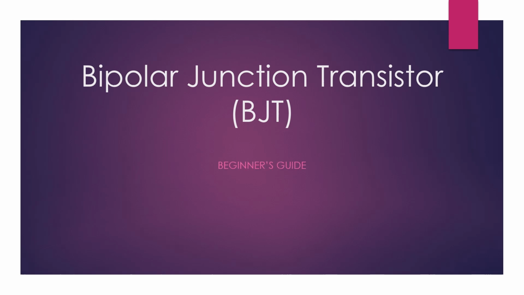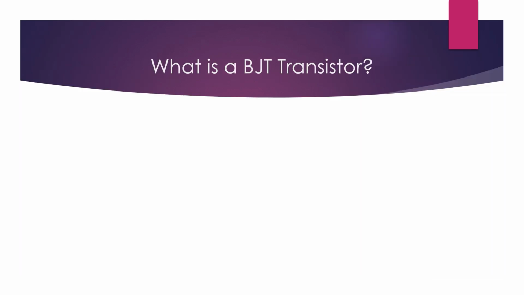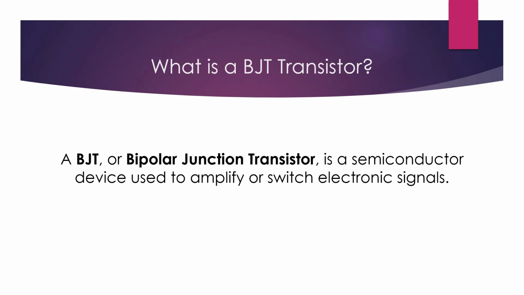Today, we are focusing on one of the most important electronic components, the BJT transistor. We'll cover what it is, how it works, its types, biasing configurations, and real-world applications. Let's dive in. A BJT, or bipolar junction transistor, is a semiconductor device used to amplify or switch electronic signals.